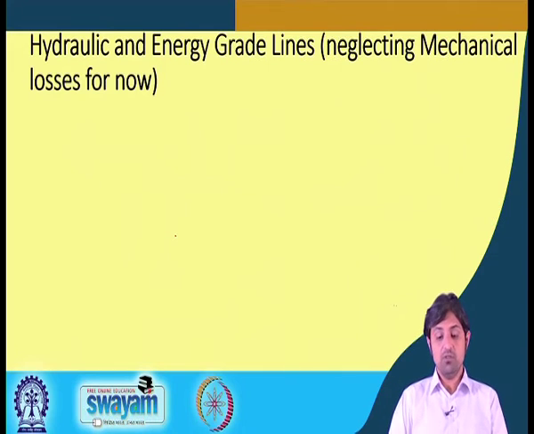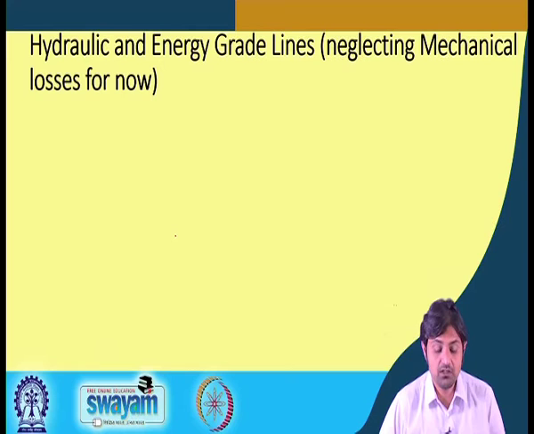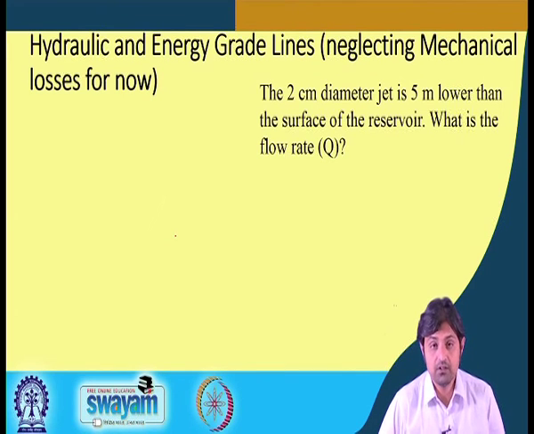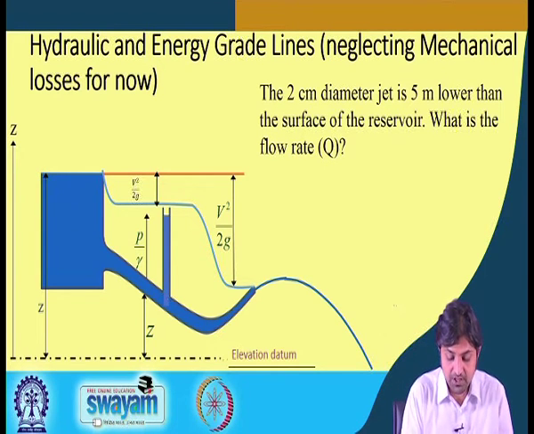So we talked about, but if we talk about hydraulic and energy grade lines, the question is: the 2 centimeter diameter jet is 5 meter lower than the surface of the reservoir. What is the flow rate Q? Let us draw a figure like this. So this is the elevation datum here.